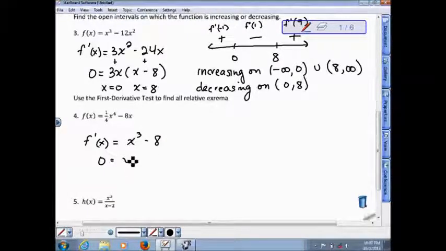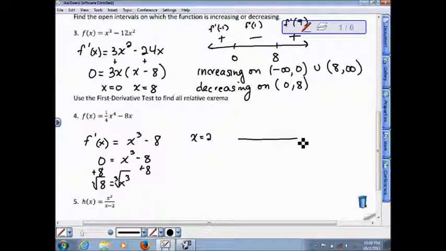If we set that equal to 0, we can add 8 to both sides, and we have 8 is equal to x to the third. Now we can get rid of the power 3 by using the cube root. The cube root of 8 is equal to 2, so the critical value here is x is equal to 2. Now, this is a critical value. We don't know whether it's a relative minimum or a maximum, so we use the first derivative test.